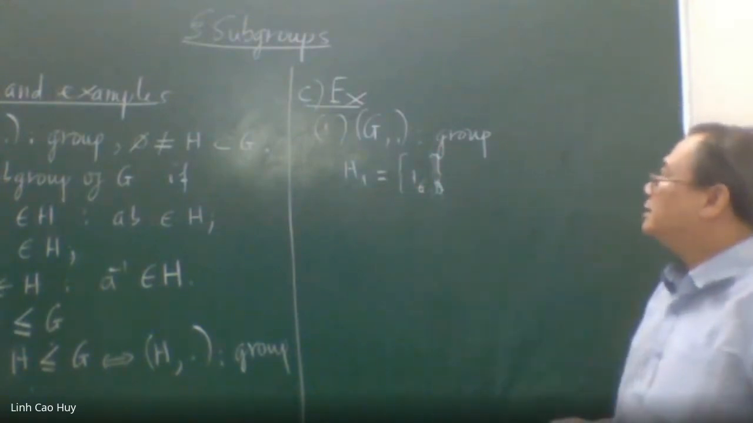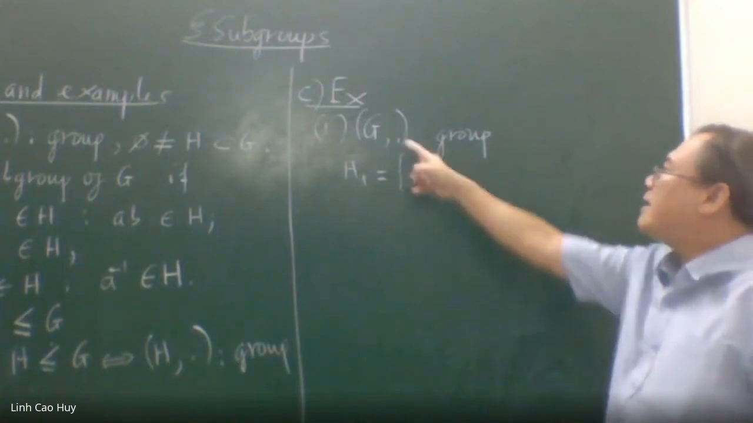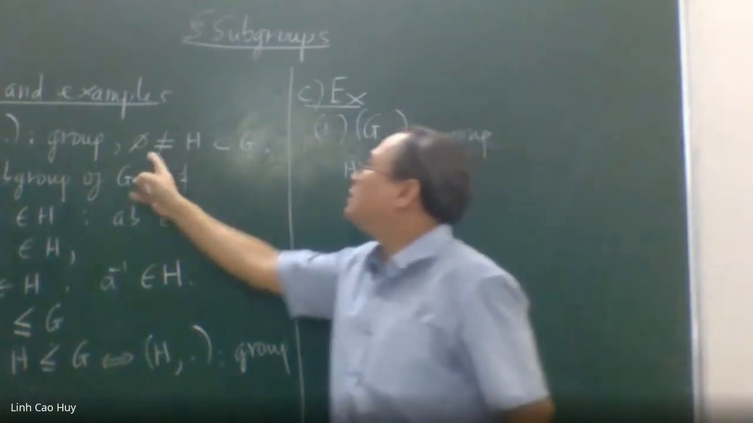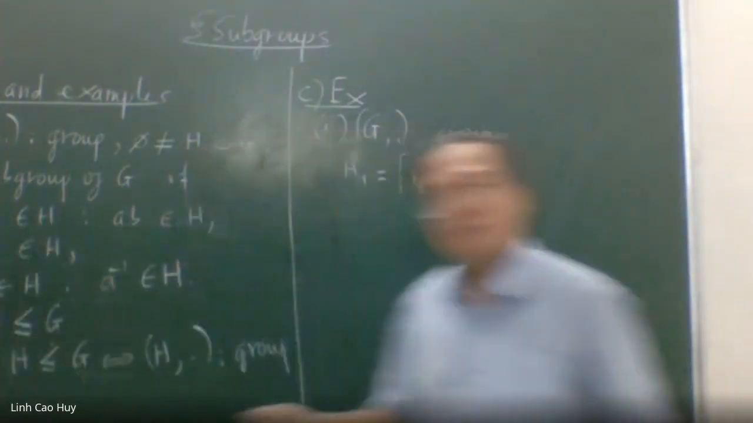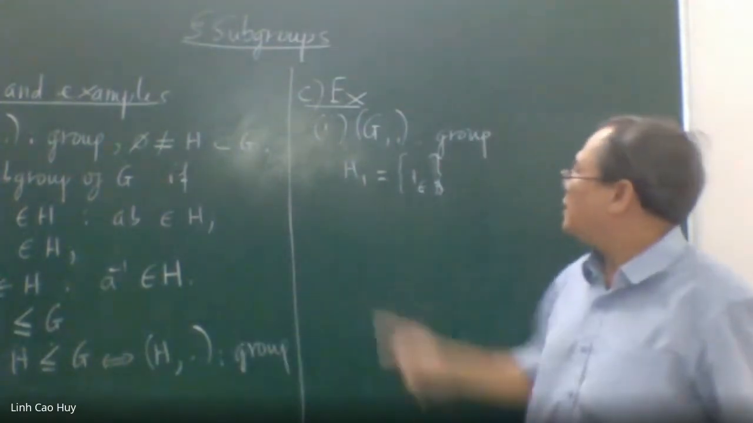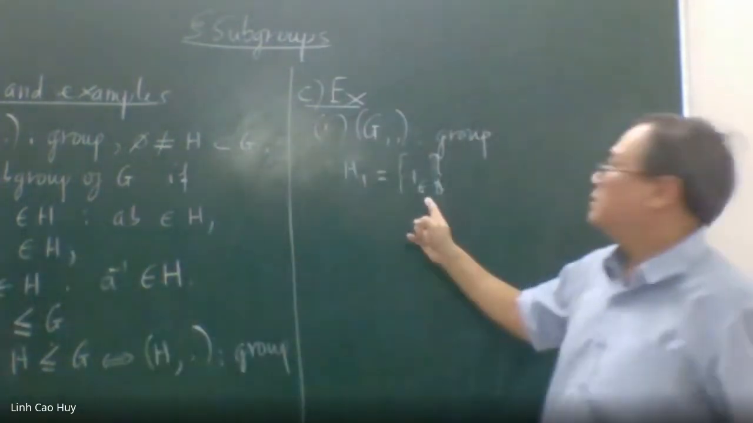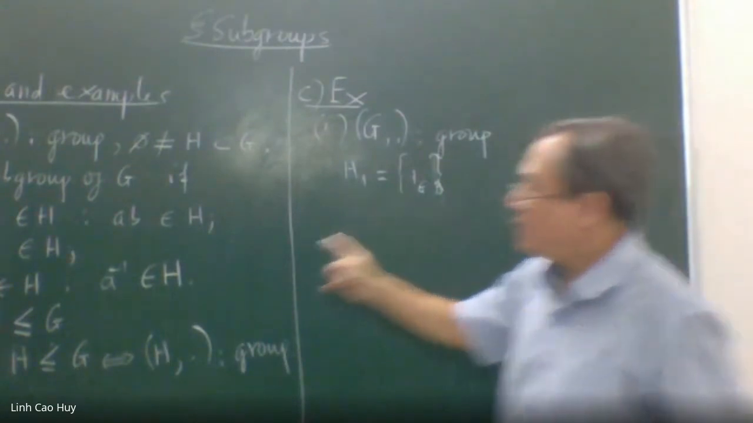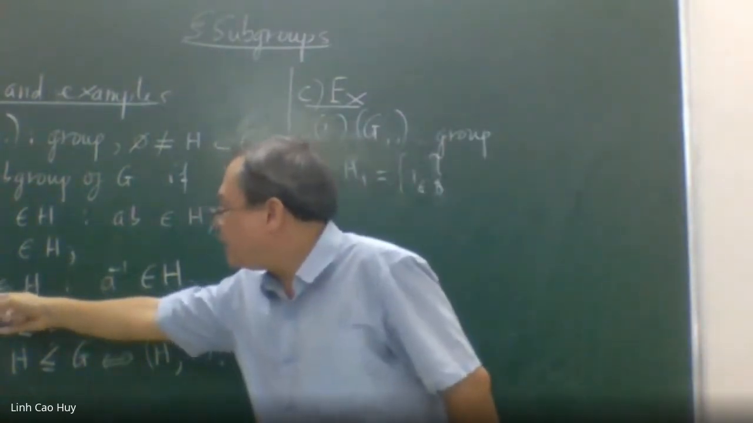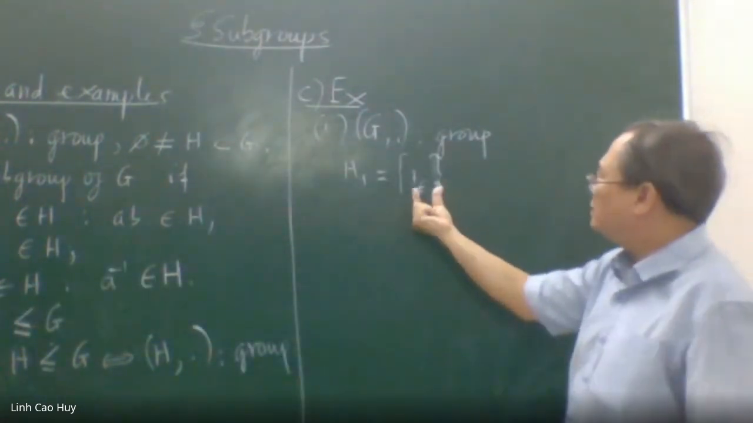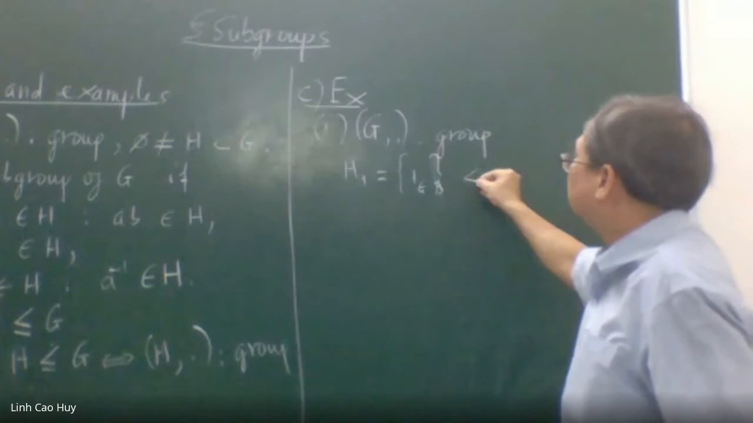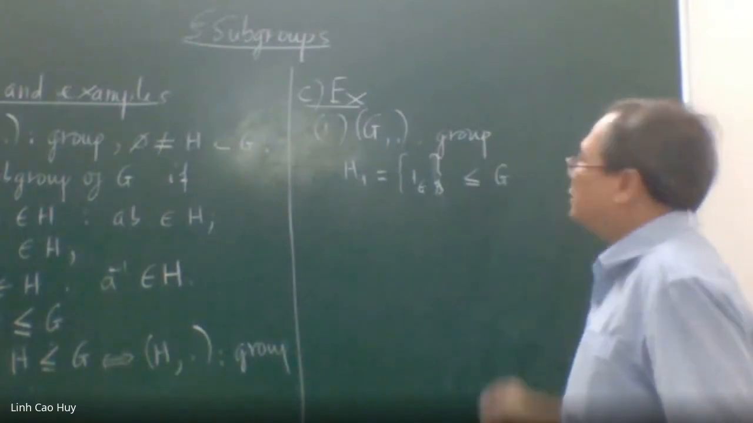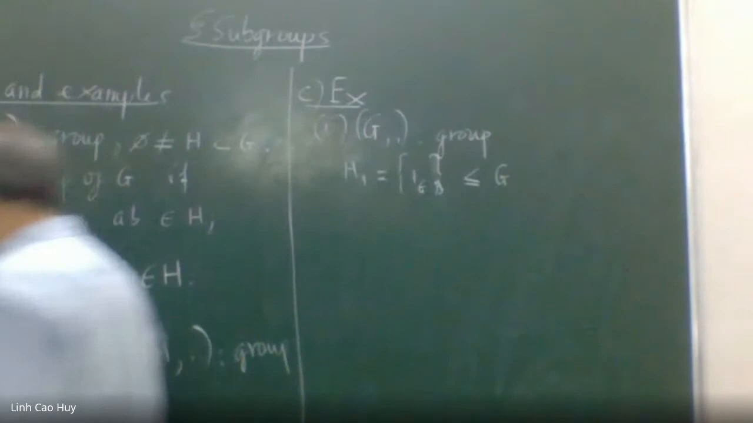This is a non-empty subset of G, and it satisfies the three conditions. The first one, sure, the identity belongs to it. And for every element, that means only the identity, the product gives the identity. So we conclude that H1 is a subgroup of G. Okay.